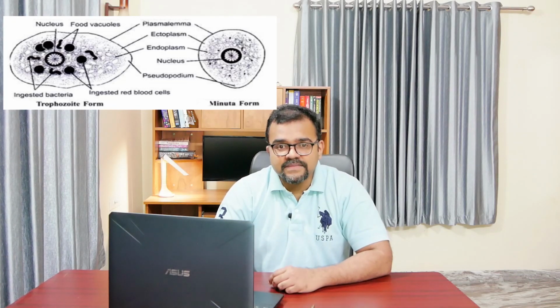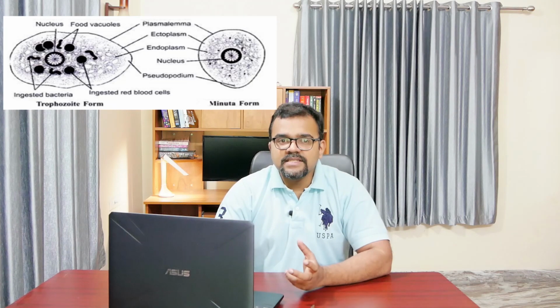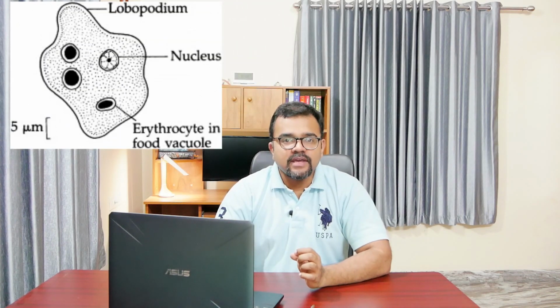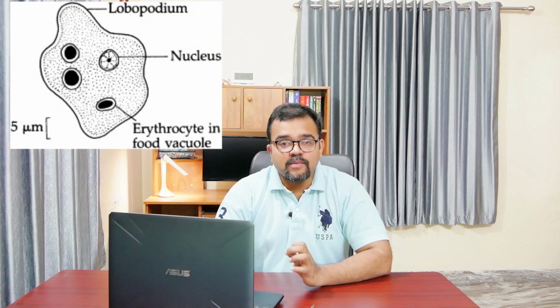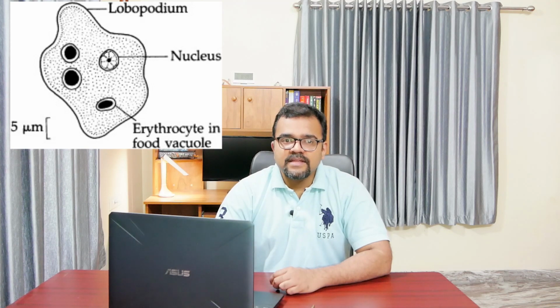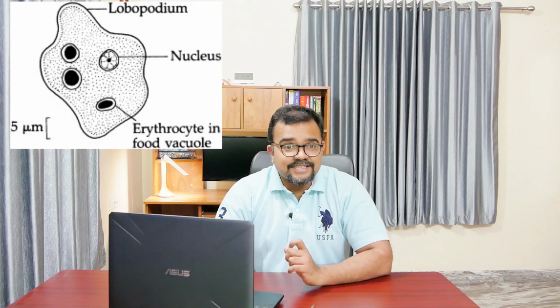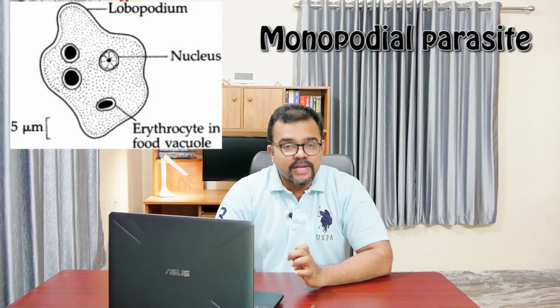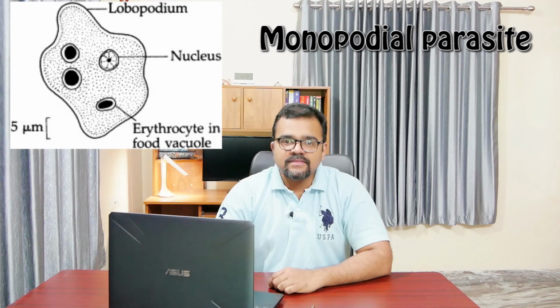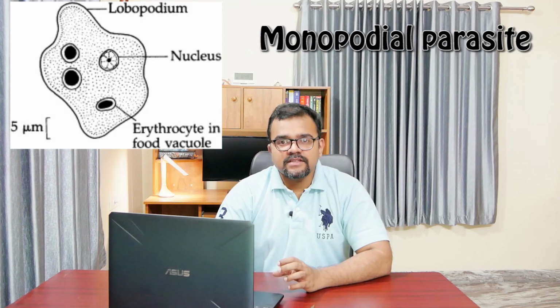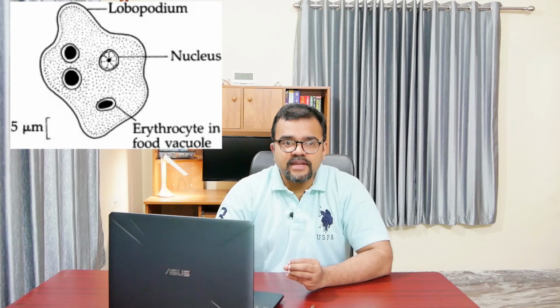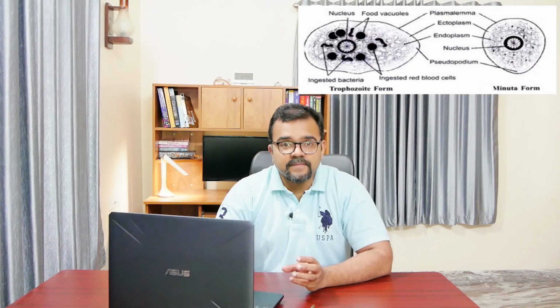Entamoeba histolytica has a single pseudopodium which is blunt and is called the lobopodium. The parasite hence is referred to as a monopodial parasite. The organism undertakes slow forward movement with the help of this lobopodium.